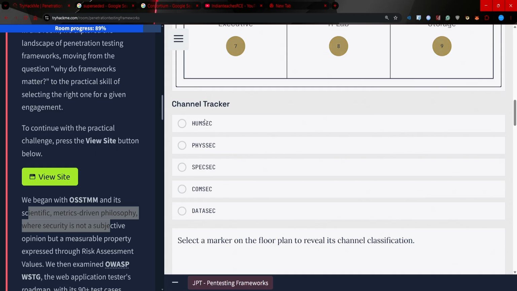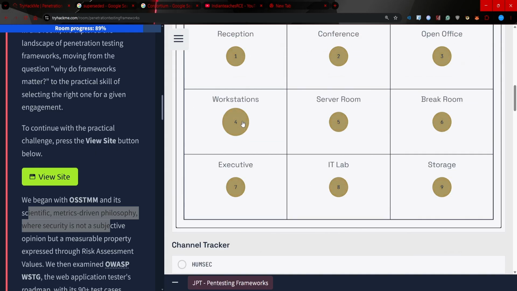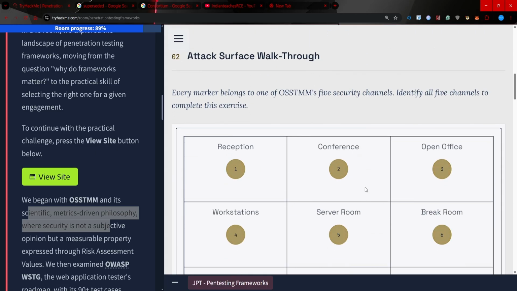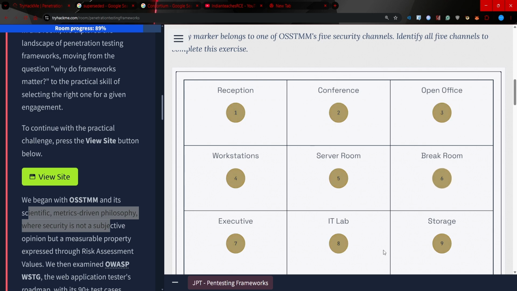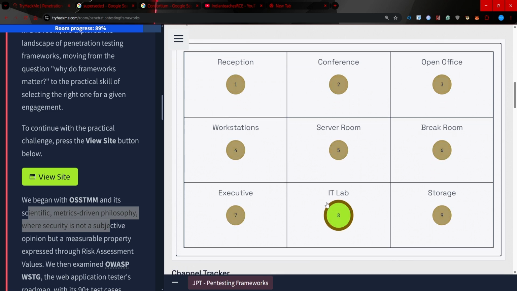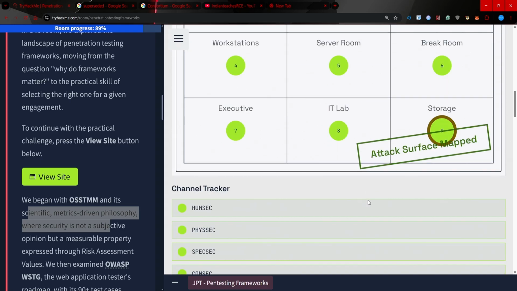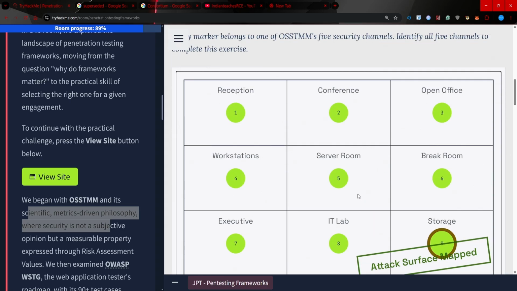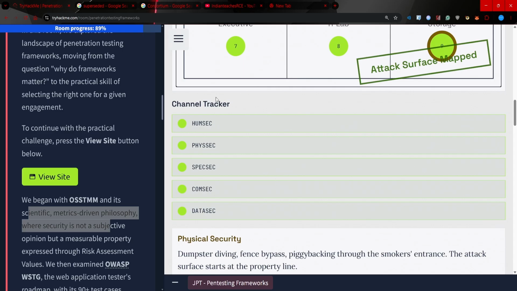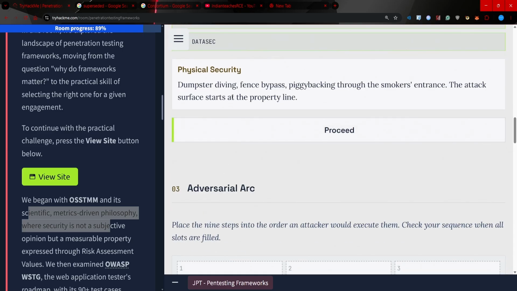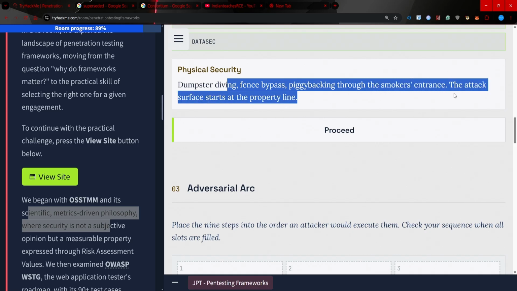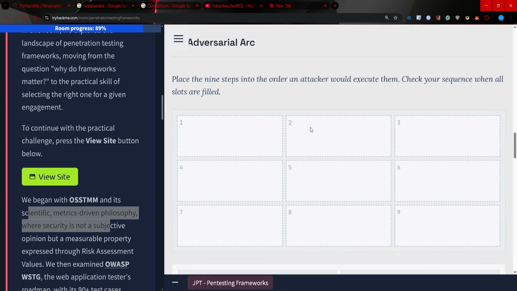So channel tracking, I can click on it. Conference, open office, break room, server room, storage. What am I supposed to do? Okay, sure. Physical security: dumpster diving, fence bypass, piggybacking through the smokers' entrance. The attack surface starts at the property line. Proceed.